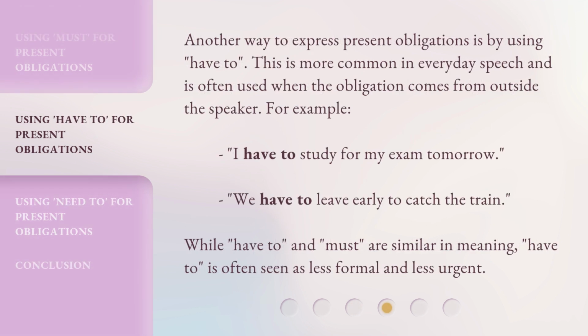Another way to express present obligations is by using have to. This is more common in everyday speech and is often used when the obligation comes from outside the speaker. For example, "I have to study for my exam tomorrow. We have to leave early to catch the train." While have to and must are similar in meaning, have to is often seen as less formal and less urgent.